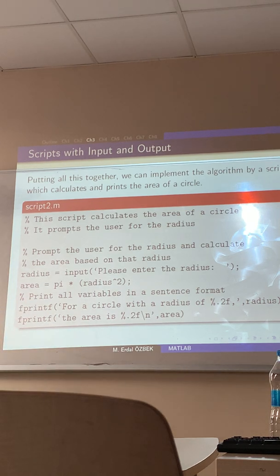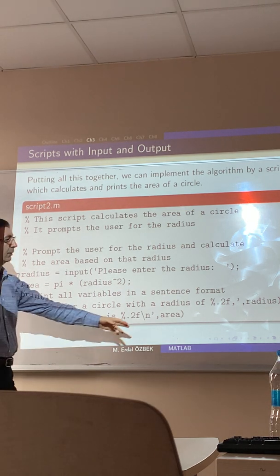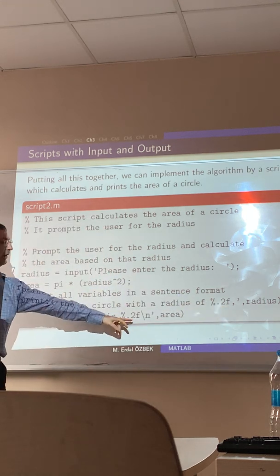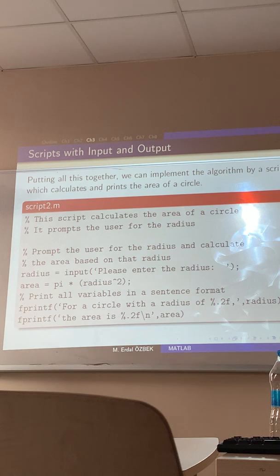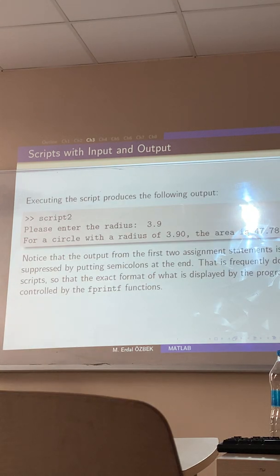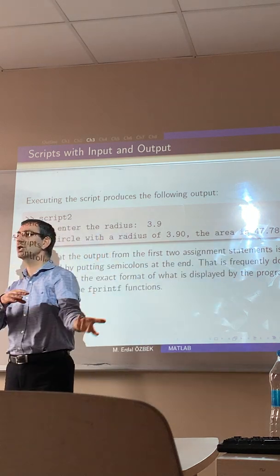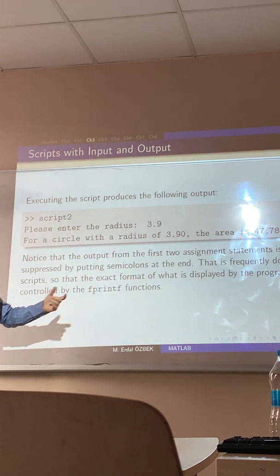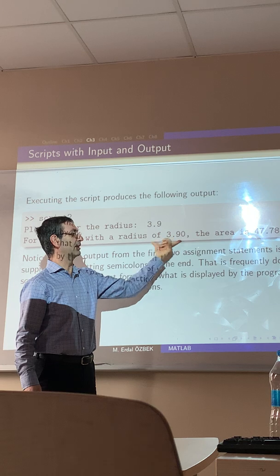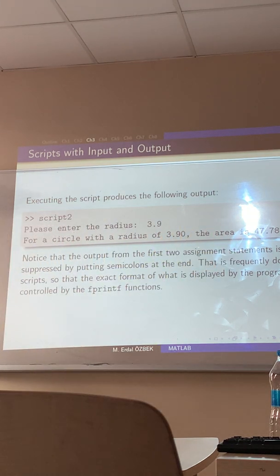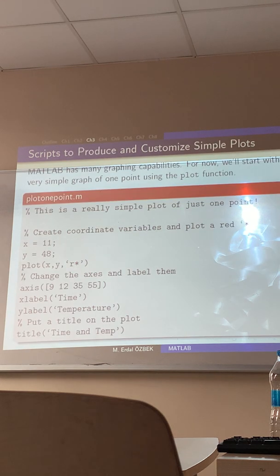Right? So for example, fprintf radius and the area is %f newline area. Okay? So what will be the answer? It will be just this part plus the other one. You can change based on, for example, how much space you want to give for the radius and how much space you want to give for the area. Okay? So you can control it all with the fprintf function.